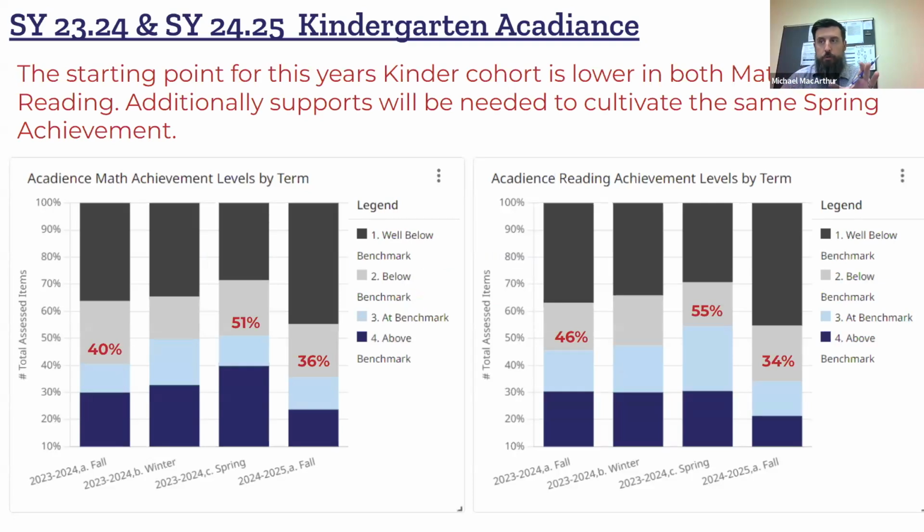So I want to orient you first to what you're seeing. The graph on the left is Acadience math data. We're looking just at kindergartners right now.